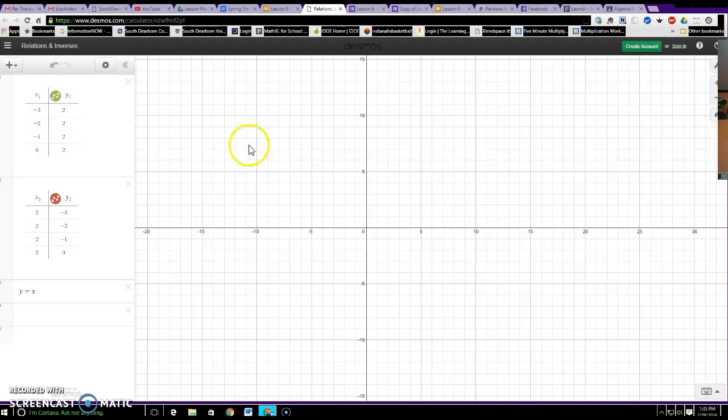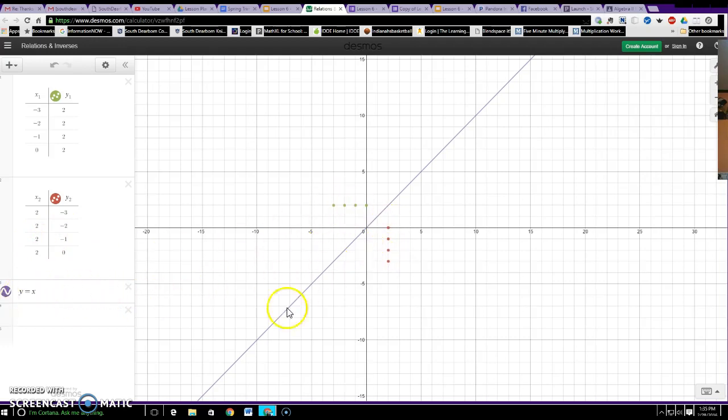Give it a second to load here. So as you can see, in green is the relation (-3, 2), (-2, 2), (-1, 2), and (0, 2). Those would be the 4 points plotted here in green. Its inverse is simply switching everything. So instead of (-3, 2), we have (2, -3), (2, -2), (2, -1), and (2, 0). And those are the points that you see plotted in red.